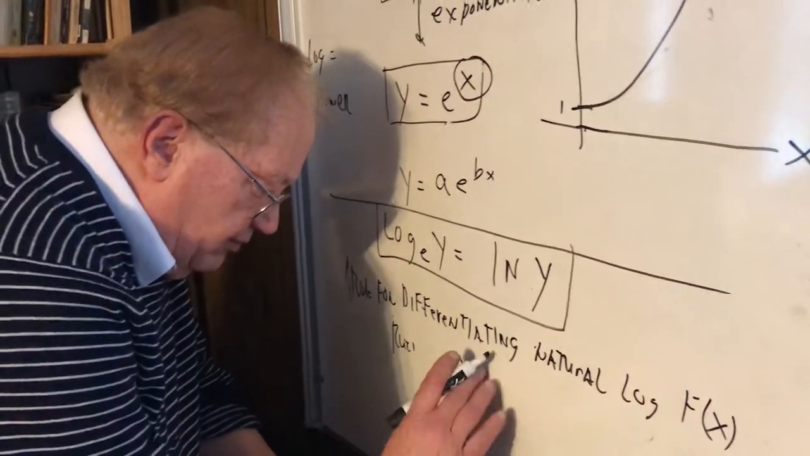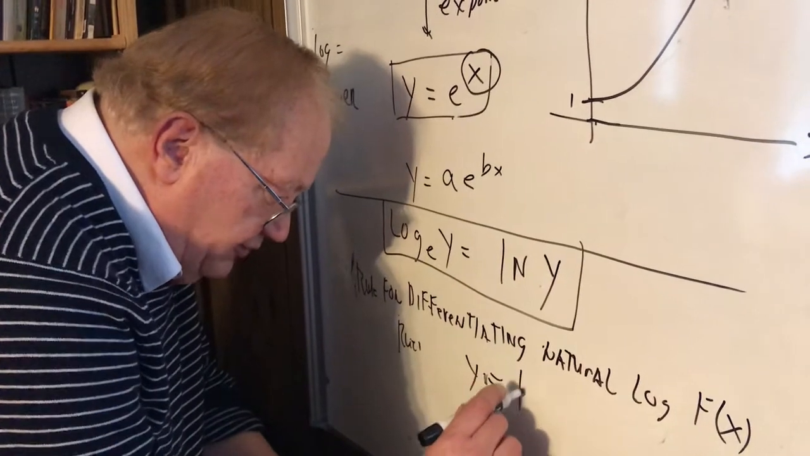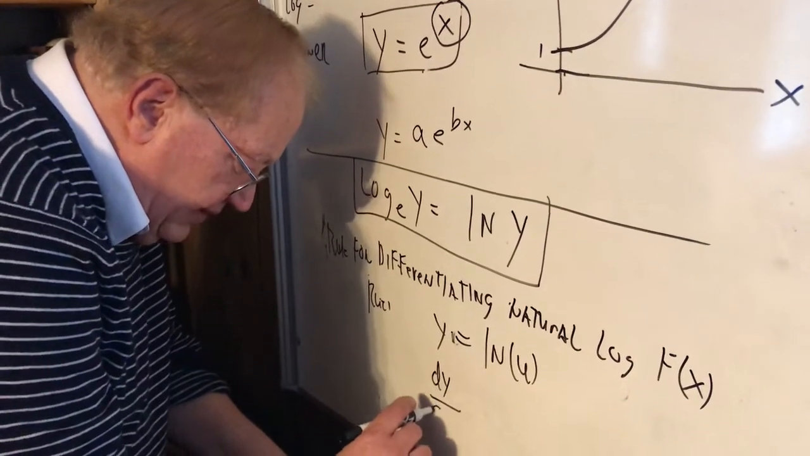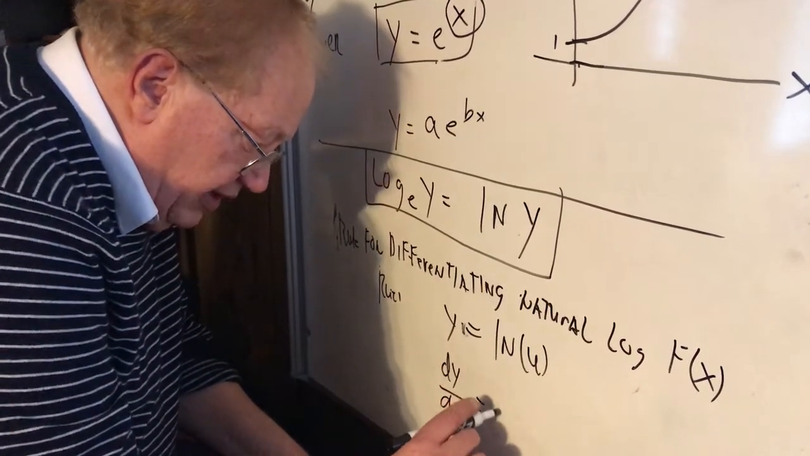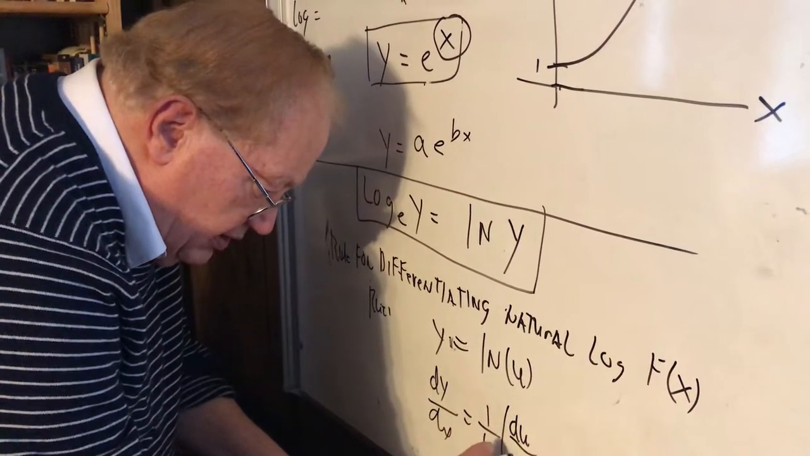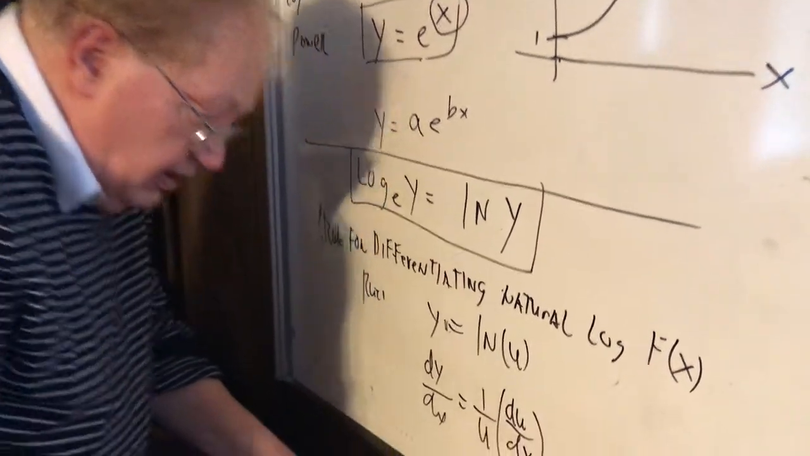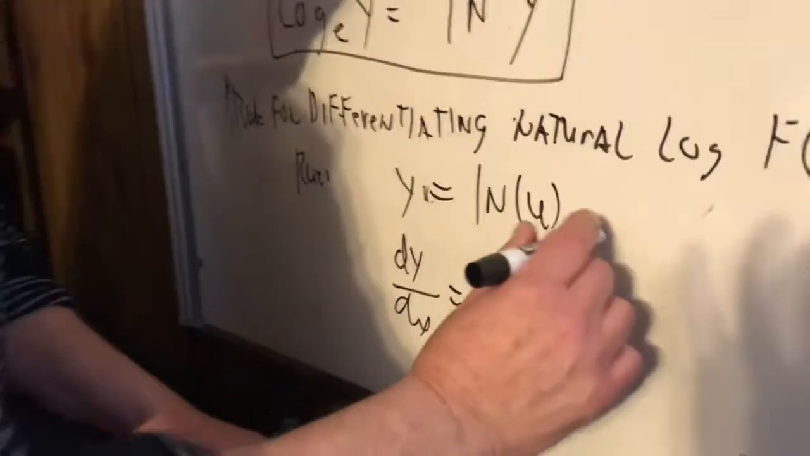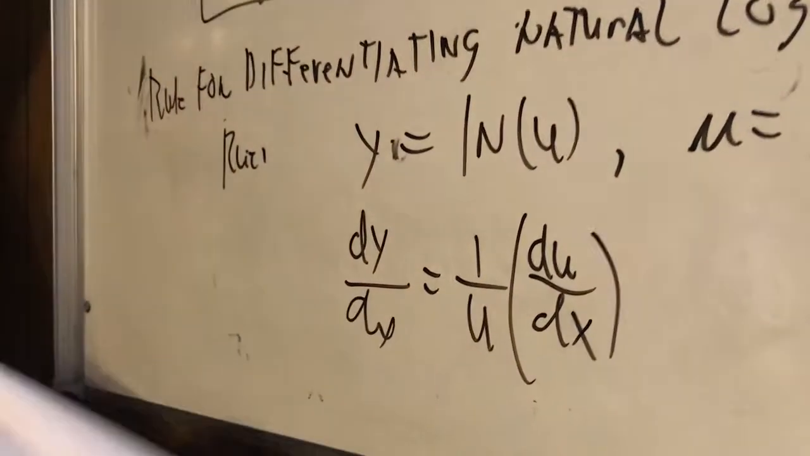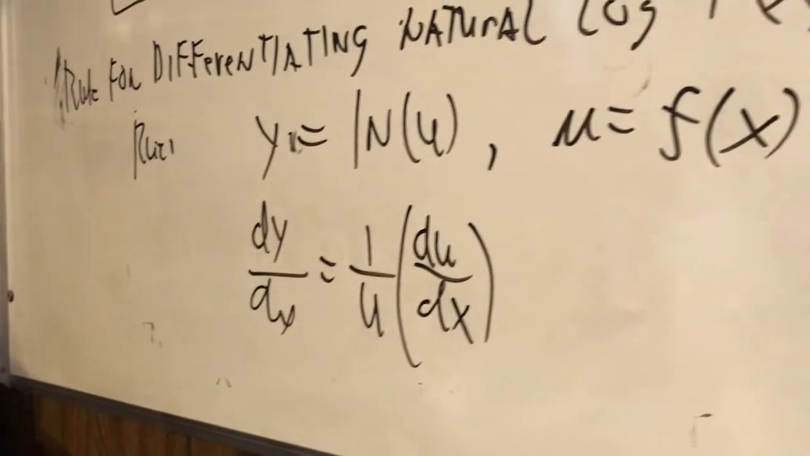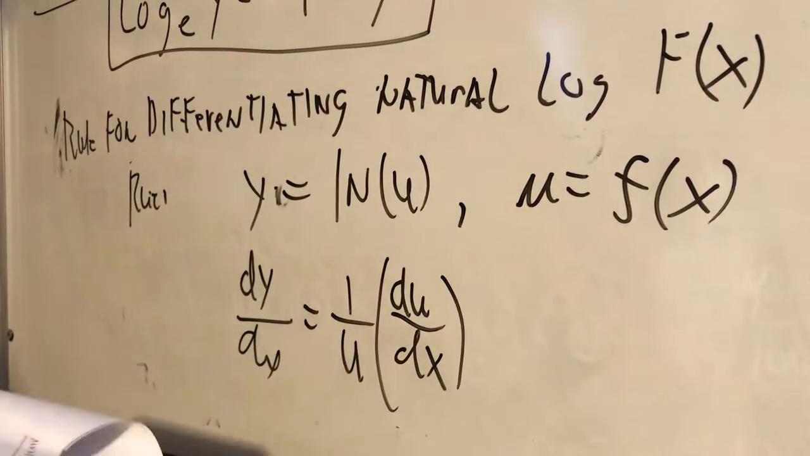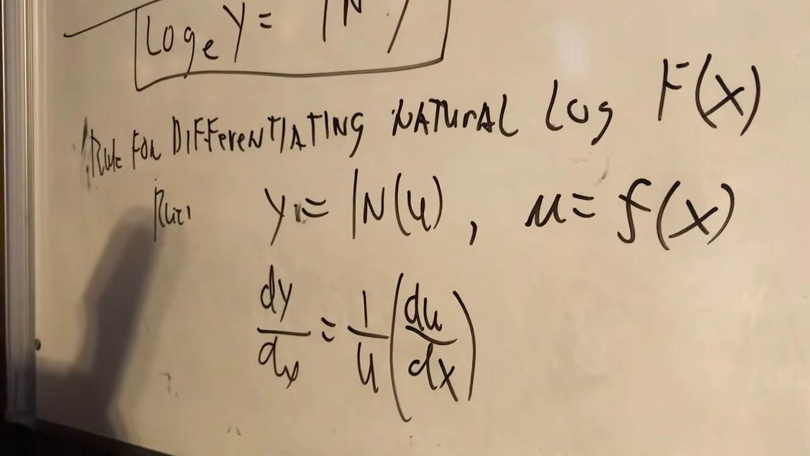If y equals the natural log of u, then the derivative of y with respect to x is going to be 1 over u times du dx. This covers any case where u is a function of x. U could be any functional polynomial that you want. It could even be a log function. Those are all a little bit more difficult. So let's try to solve some problems.